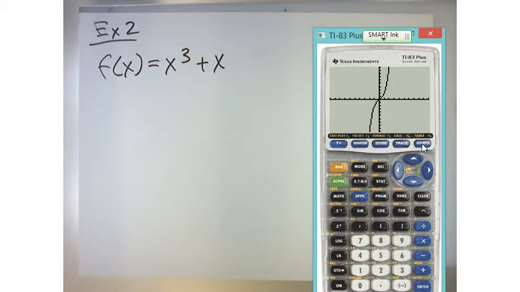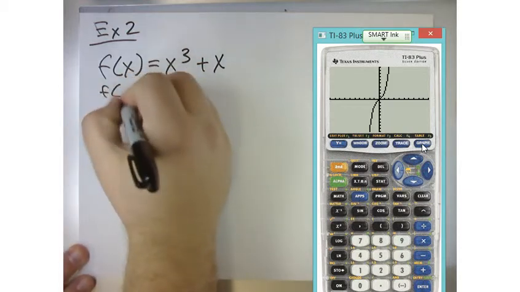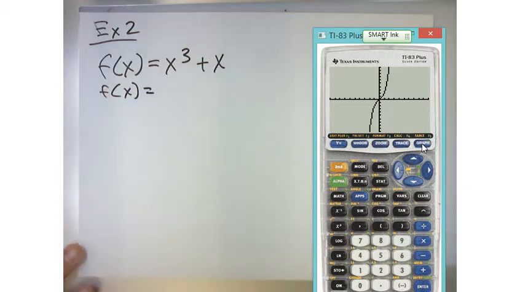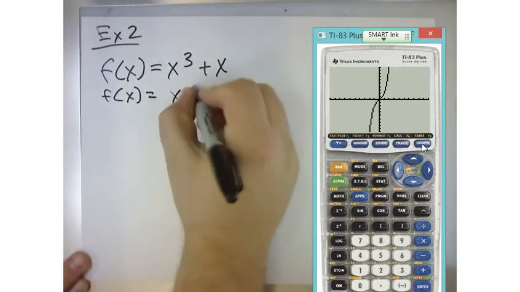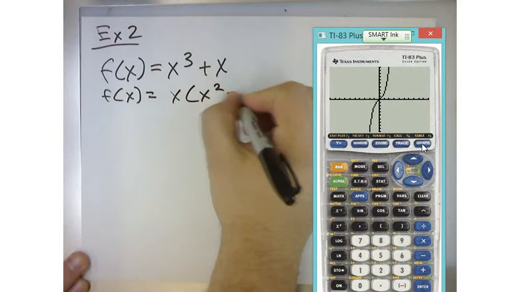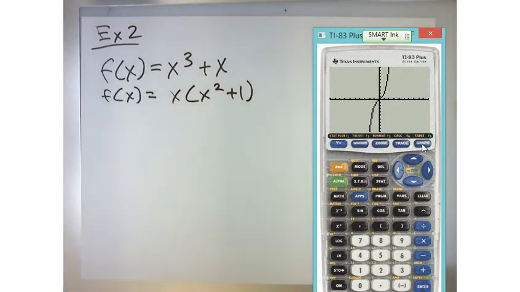Throw it back. Is there another way I could represent this function? Do you know what that way might be? Yeah. We could pull an x out, right? We could say x times x squared plus 1. Okay. Does that help us at all in any way? No. What other things can we determine by this?